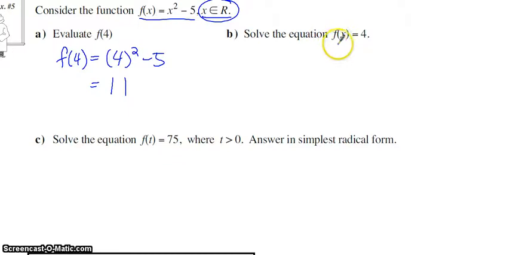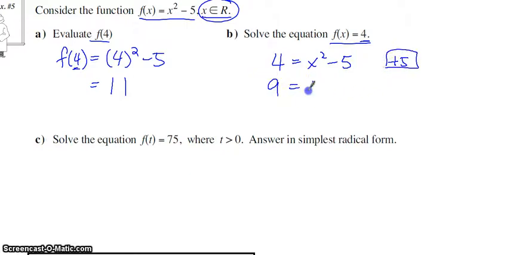Solve the equation f of x equals 4. Look at this. These two are very different. One says x is 4, one says y is 4. Don't mix it up. So f of x is x squared minus 5. Now let's solve an equation. Whenever you have an equation, you just solve it. Add 5 to both sides. Now be very careful here.